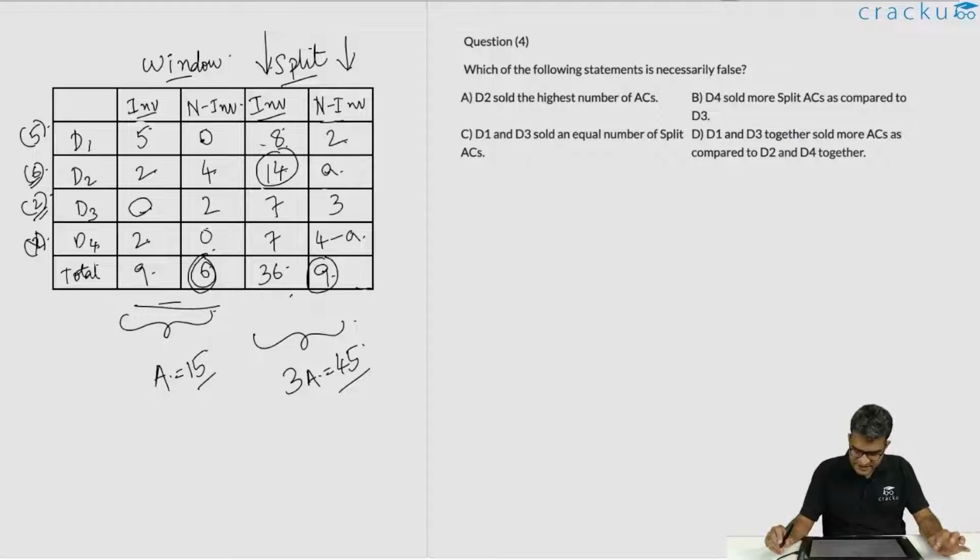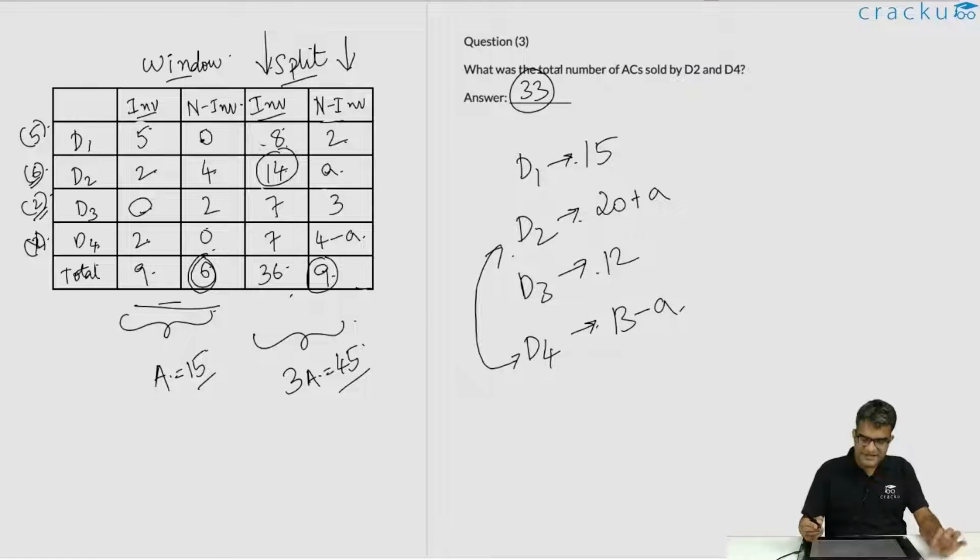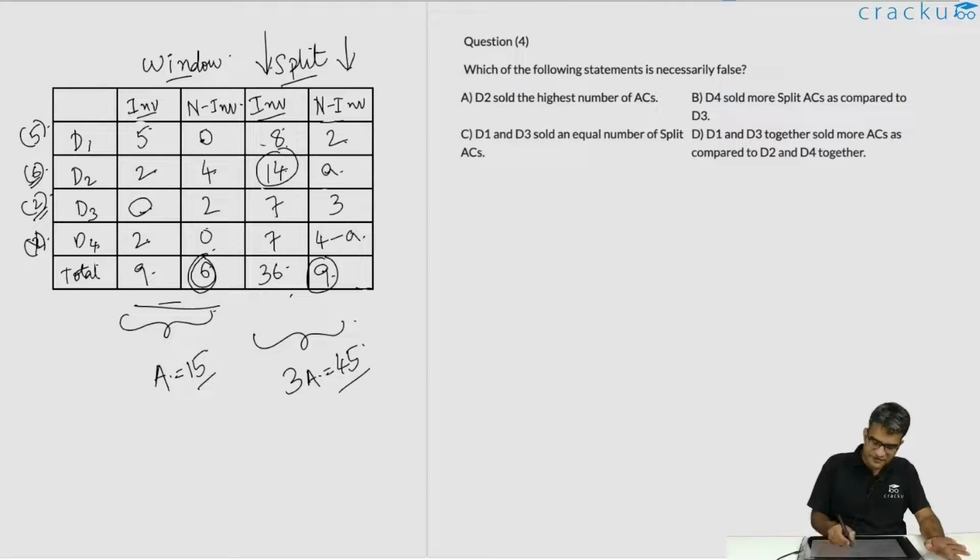Which of the following statements is necessarily false? D2 sold the highest number of ACs. D2 did sell the highest number of ACs. That is definitely true, because out of all of these 4 numbers, 20 plus A has to be the highest. So this is true. We are looking for a statement which is necessarily false.